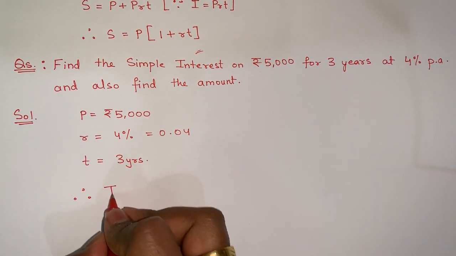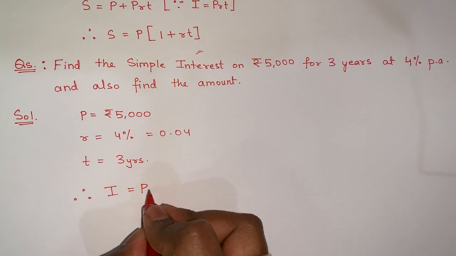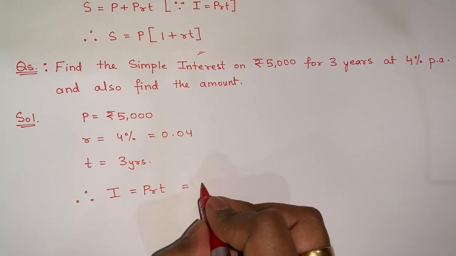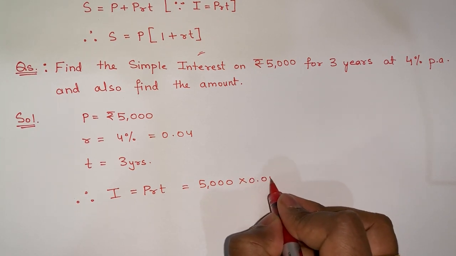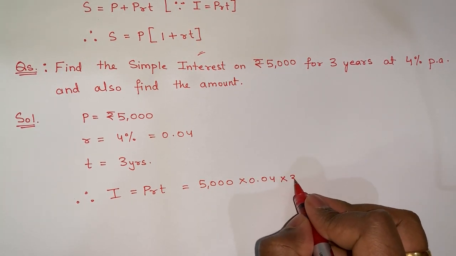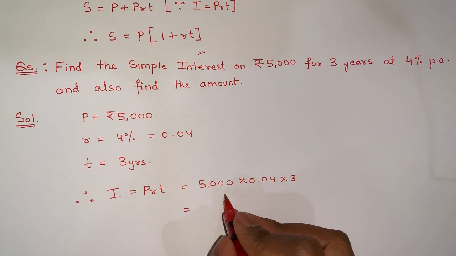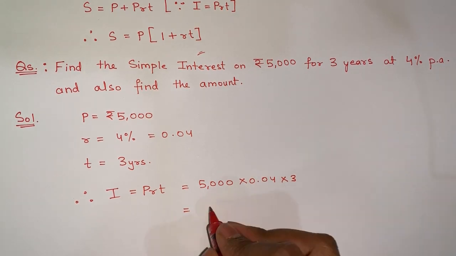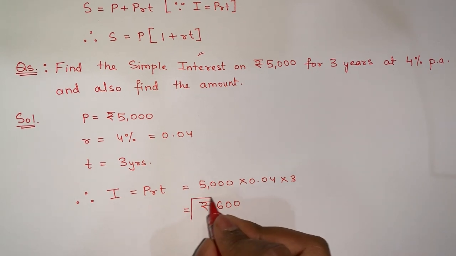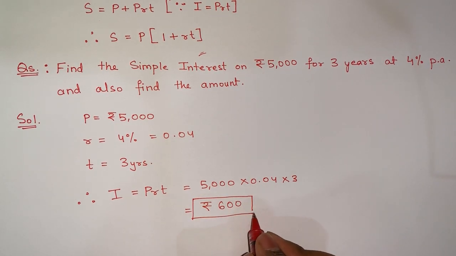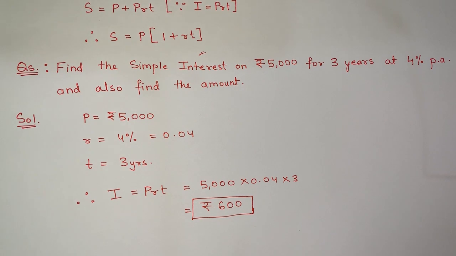Therefore, interest is equals to, we all know interest equals to PRT, which is equals to 5,000 into 0.04, which is the rate of interest, into 3, that is time. So this comes to 5,000 into 0.04 into 3, which comes to rupees 600. Therefore, our interest is rupees 600 if the interest is charged on simple interest.